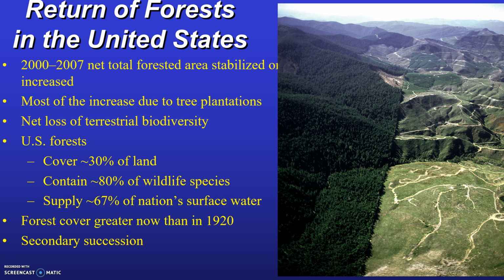So, as far as the U.S. forests are concerned, they cover about 30% of the land area in the United States and contain 80% of our wildlife species and supply 67% of our nation's water for surface water supply. The forest cover now is greater than it was in 1920, but most of the forest cover is secondary succession scenarios, and it could be third or fourth growth of trees, not original growth trees or old growth forests that are over 200 years old.